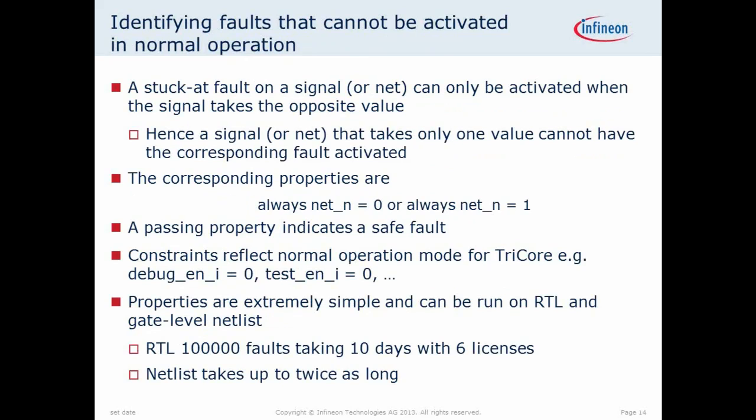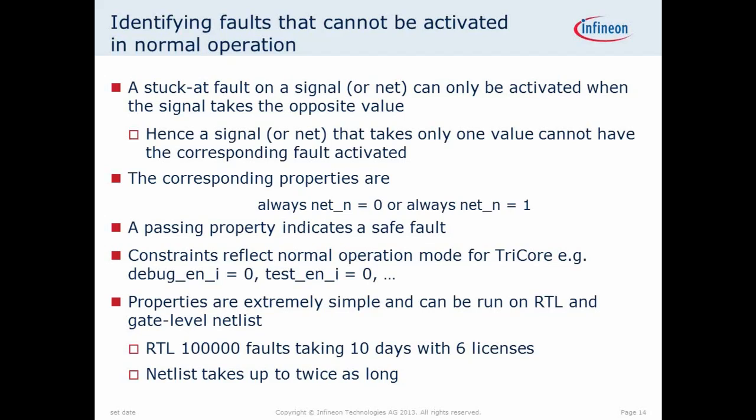So the first strand of what we did was to try to formally identify faults that cannot be activated in normal operation. A stuck-at fault on a signal or a net can only be activated when the signal takes the opposite value. So if your net is stuck at 0, then you're not going to be able to see that fault until that net should take the value 1.